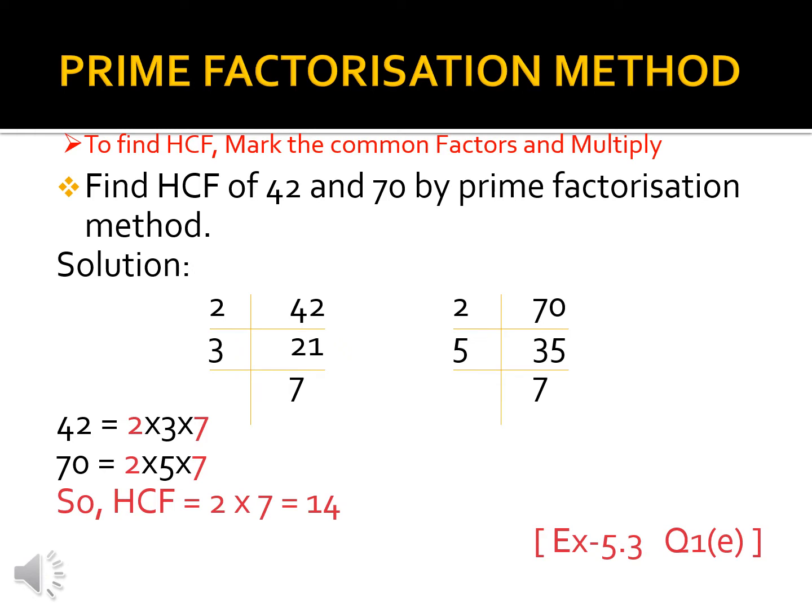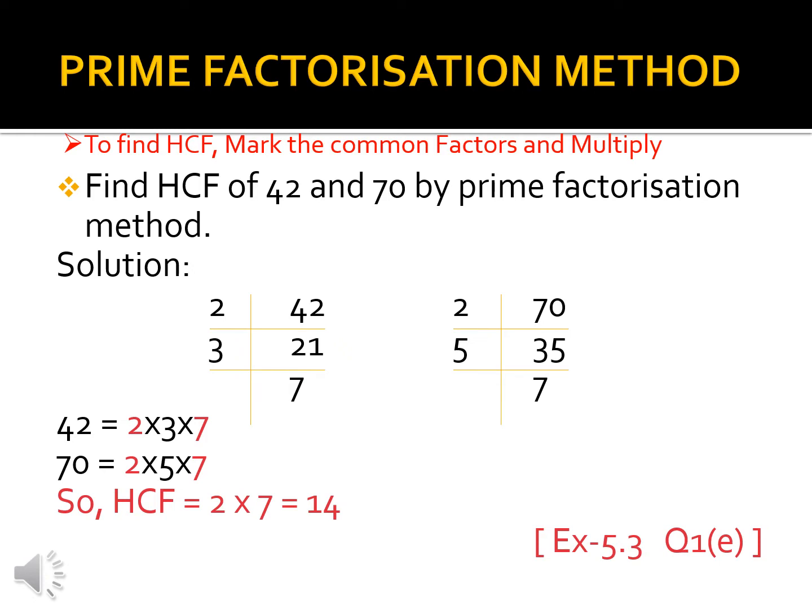So let's try to find the HCF of 42 and 70 by the prime factorization method. So 42 is divisible by the prime number 2. So 2 into 21 is 42. 21 is now divisible by the next prime number 3. 3 sevens are 21. So here I stop because I got 7 as the quotient and 7 is a prime number. Similarly, you can perform the prime factorization of 70 yourself.